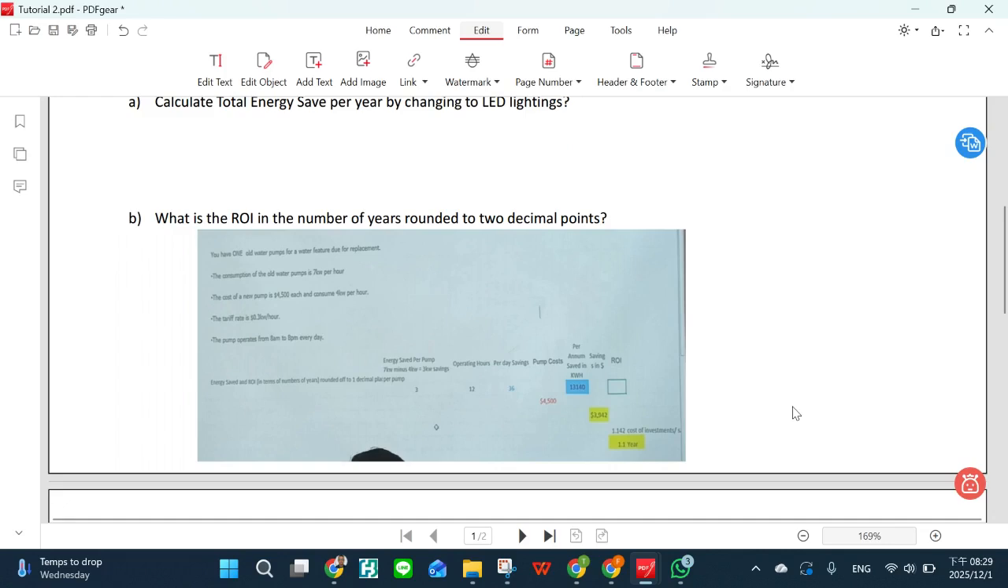What does it mean? It means within 1.1 years, you will break even, or recover the cost of the new pump, which is 4,000. What happens after that? Anything after that is pure saving, because you have already broken even on the cost of your new pump.